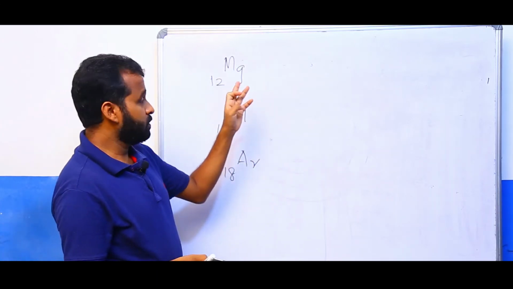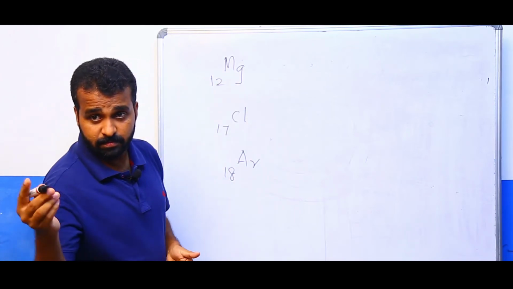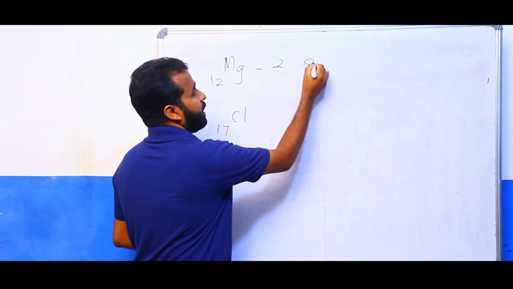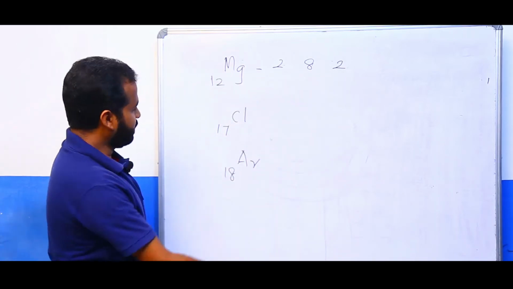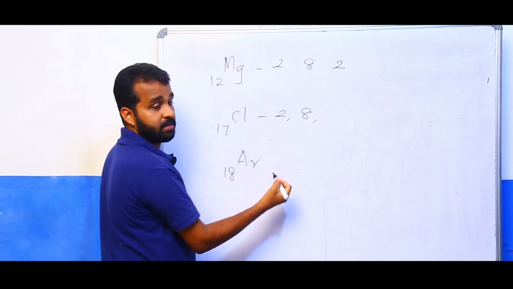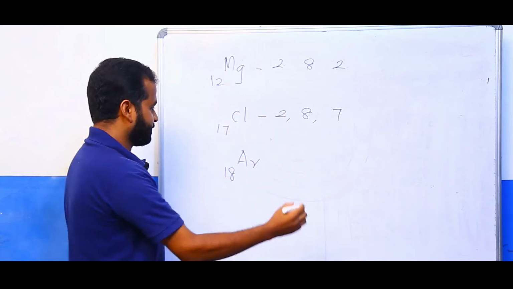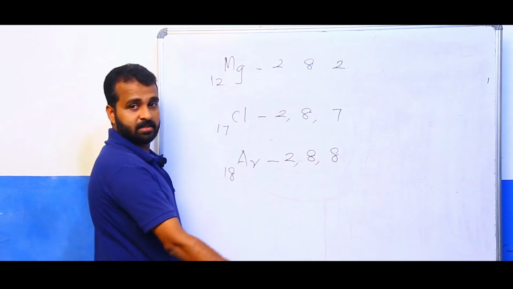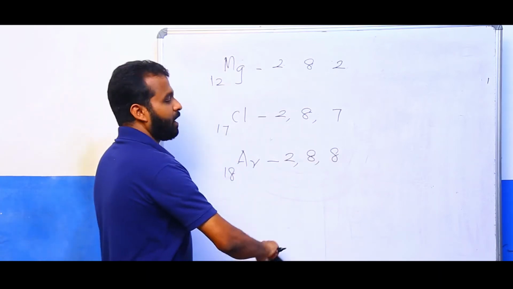Finished? Okay, listen. What is the shell electronic configuration of magnesium? 2, 8, 2, total of 12. Then what about chlorine? 2, 8, 7, total of 17. Okay, good. What about argon? 2, 8, 8, total of 18. Okay, very good. Then one more atom.